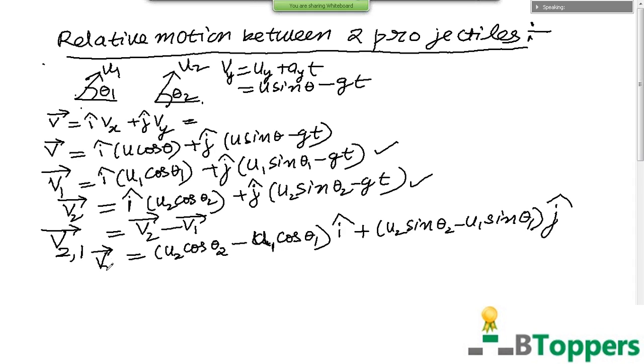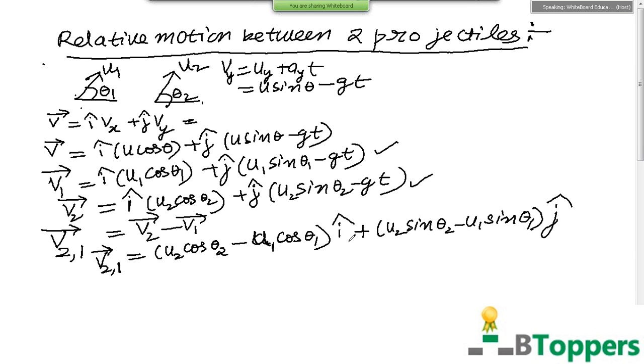That means the relative velocity of the second projectile with respect to the first projectile is given by v bar subscript 2,1 equal to (u2 cos theta 2 minus u1 cos theta 1) i cap plus (u2 sin theta 2 minus u1 sin theta 1) j cap. You can observe that you don't find time t in the expression for v bar subscript 2,1. V bar subscript 2,1 represents the relative velocity of the second projectile with respect to the first projectile.